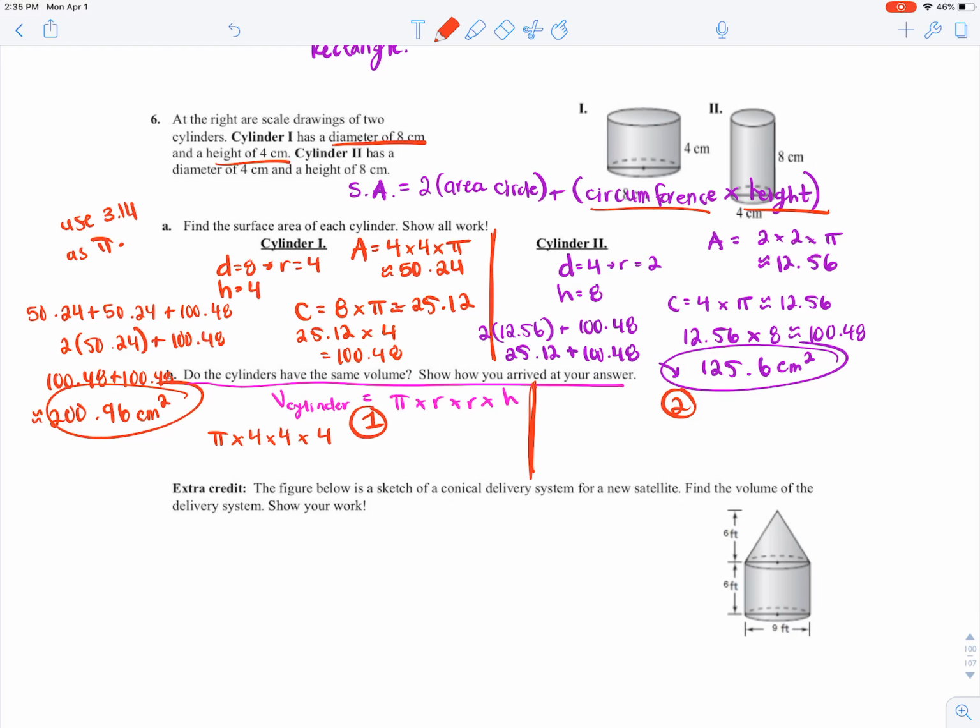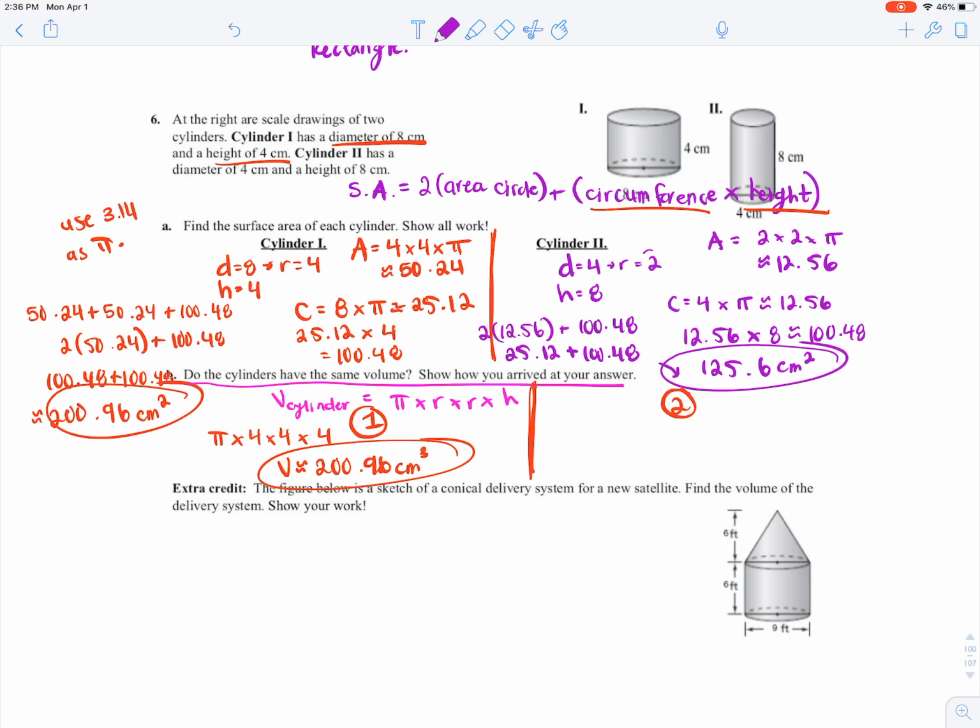Type this in your calculators, 3.14. I accidentally typed in 3.4. Okay, 3.14 times, well, 4 times 4 times 4 is 64, so let's go ahead and do that. 64 times 3.14. My volume is approximately 200.96 cubic centimeters, okay? And then next, let's do cylinder 2.